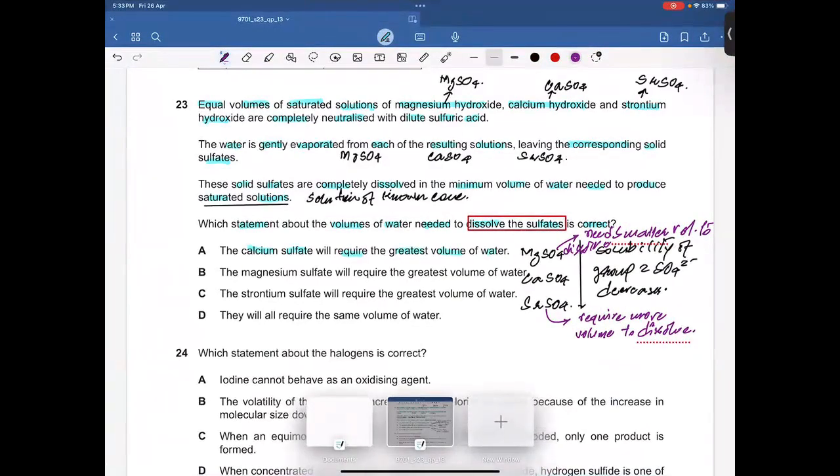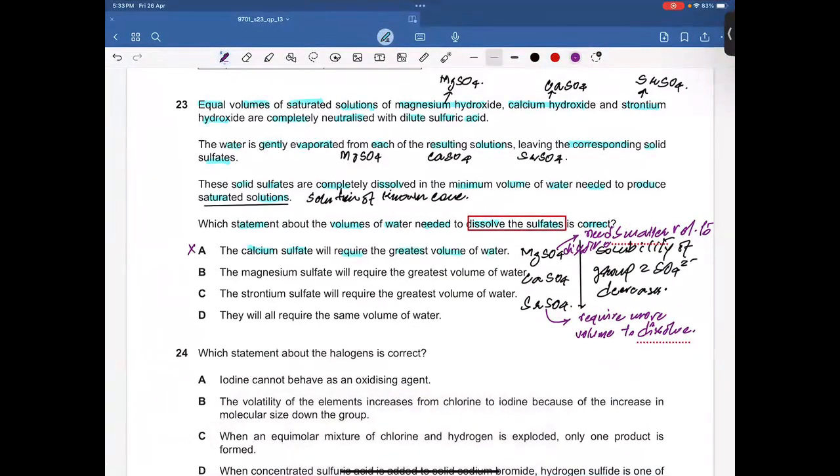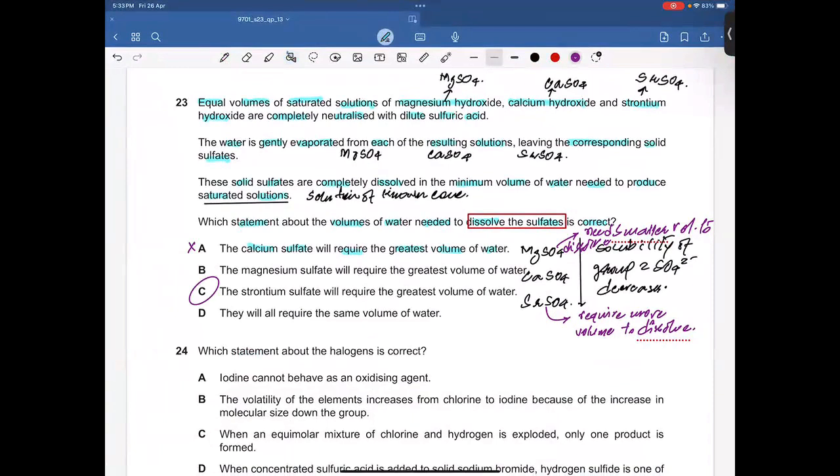No, because strontium sulfate requires more volume. So on the basis of that, C is going to be the right answer. Magnesium sulfate will require the greatest volume of water? No, it is highly soluble, it needs a smaller volume. They will require the same volume? Not the same, because magnesium sulfate is soluble and strontium sulfate is insoluble. Obviously, it needs more volume, so this cannot be the same.